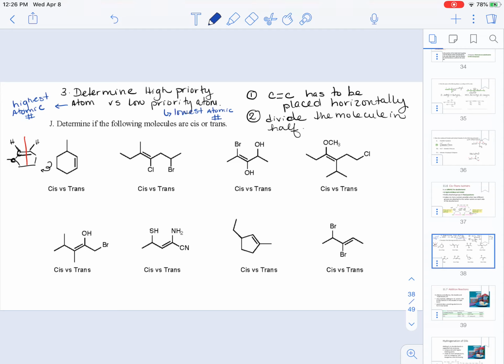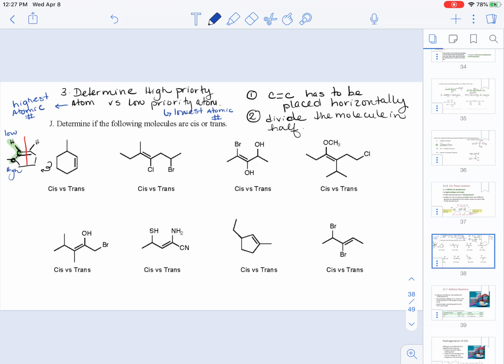So, looking at the molecule that I have, if I look on the left side of the molecule, this carbon atom is bonded to a hydrogen and is bonded to a carbon. When we look at the atomic number for them, we know that carbon has a higher atomic number compared to hydrogen. So this is going to be high priority and this is going to be low priority.